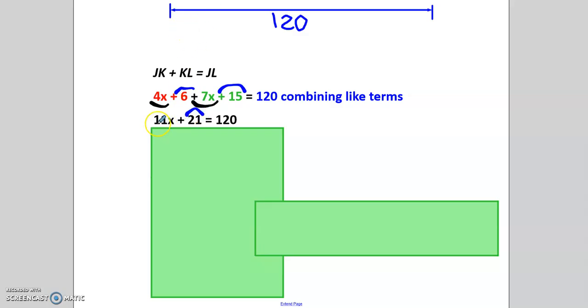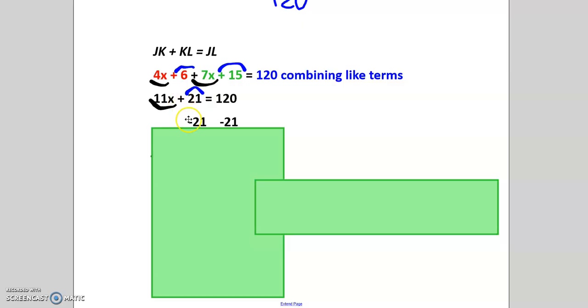Remembering the like terms, guys: I combine the terms with x's, and then I combine the plain numbers. So that's what I'm left with here: 11x plus 21 equals 120. From there, I want to focus on getting this x alone. Getting that x alone means I need to move this 21 to the other side first. So I'm going to do the opposite of addition, which is subtraction.